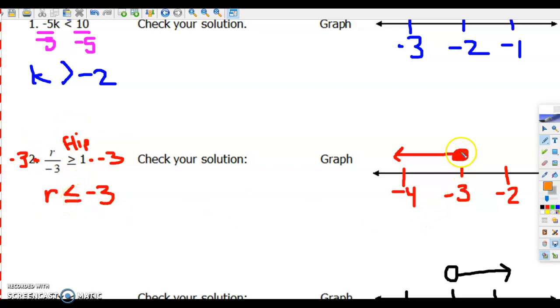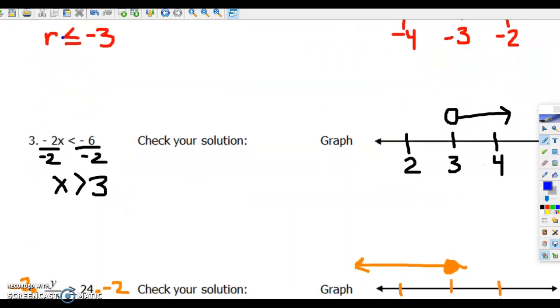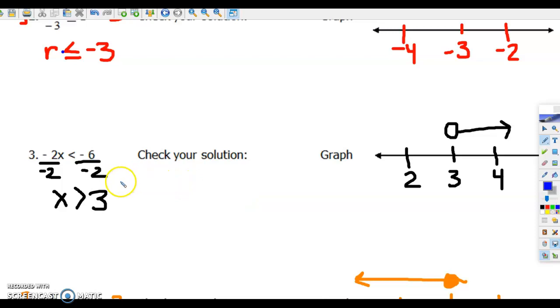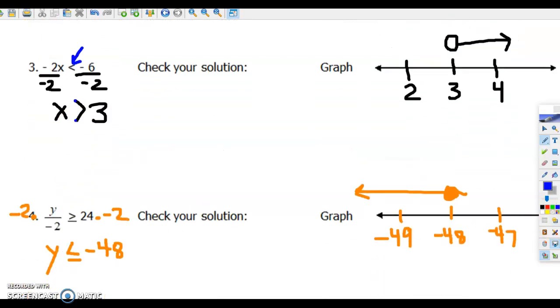So I've got negative 3 here because 1 times negative 3 is negative 3, and my arrow goes to the left because it's the smaller side of my inequality, 1 dot, and it's a closed circle because it's equal to. All right, how'd you do on number 3? I divided both sides by a negative 2, so x was greater than, flip my sign, a positive 3, open circle because there's no line, no fill, and then my arrow goes to the right because my x is on the greater side of the inequality symbol.